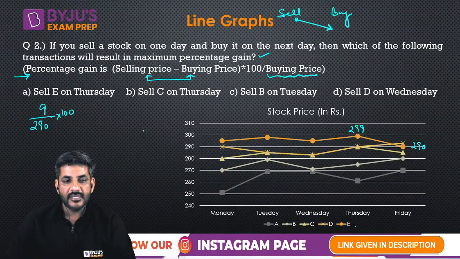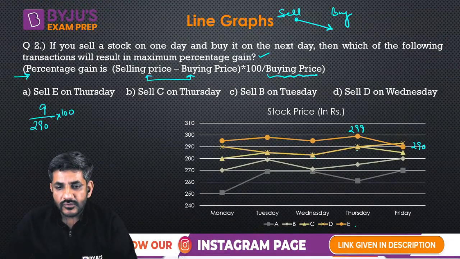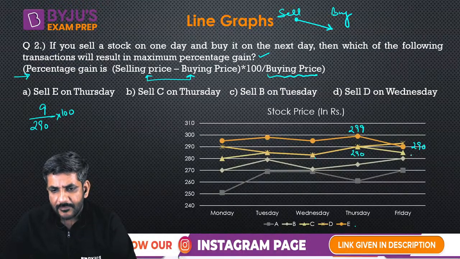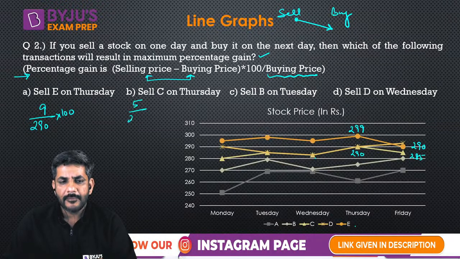Let's have a look at B as well. Sell C on Thursday. If I sell C on Thursday, it is 290 and next day the price is 285. So it is 5 rupees on a base of 285.